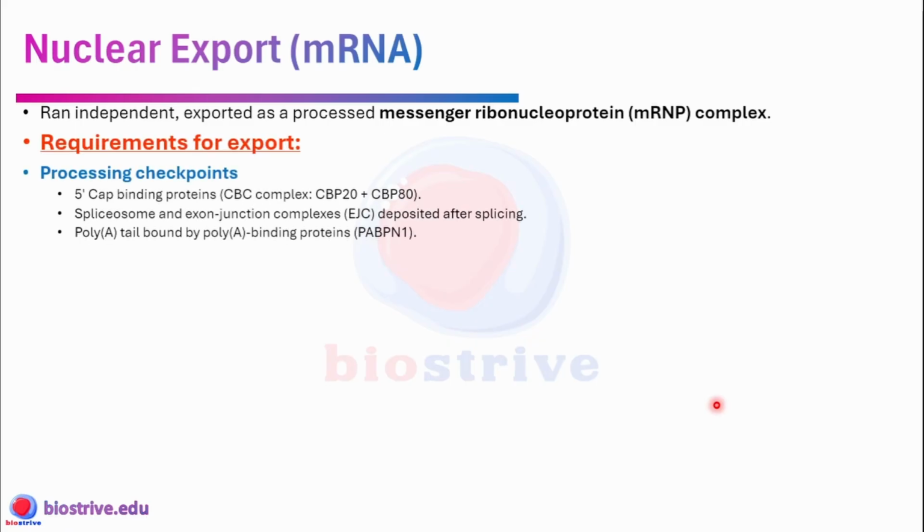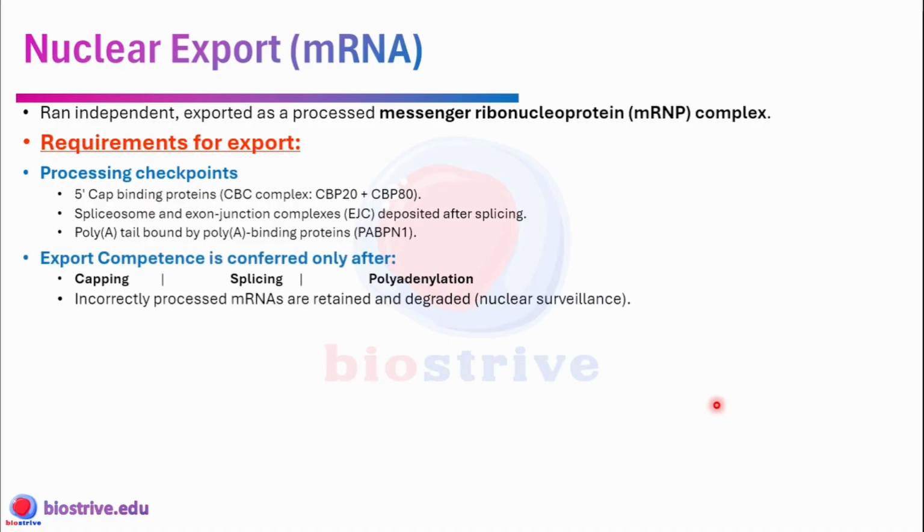Okay, for export we need a fully processed mRNA. Fully processed mRNA means splicing has to have happened, and it must be having a 5 prime cap, and it must be having poly A tail as well. And if there is incorrect processing of mRNAs, those mRNAs will be degraded. So for export of mRNA, we need a completely healthy and completely competent mRNA to be transferred.